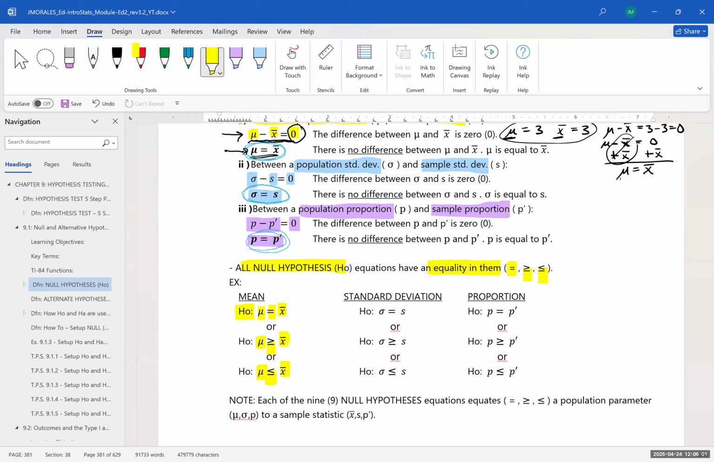Okay, and these are some examples of null hypotheses centered around a mean, a population mean and a sample mean. We could do the same thing by creating a null hypothesis if we were talking about a hypothesis test involving standard deviations. Or if we were doing a hypothesis test around a proportion, then we'd be creating null hypotheses around proportions. So again, note that each of the 9 null hypotheses equations equates a population parameter to a sample statistic.